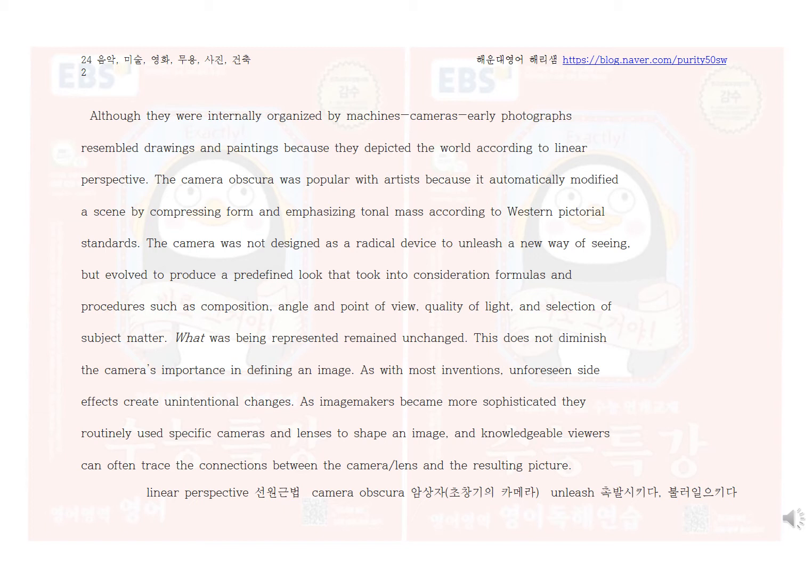As with most inventions, unforeseen side effects create unintentional changes. As image makers became more sophisticated, they routinely used specific cameras and lenses to shape an image, and knowledgeable viewers can often trace the connections between the camera lens and the resulting picture.